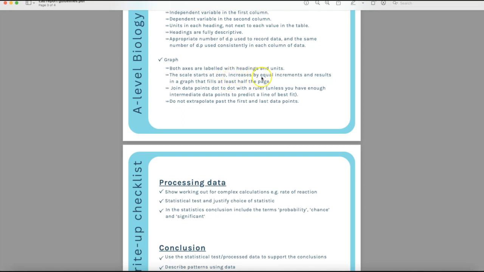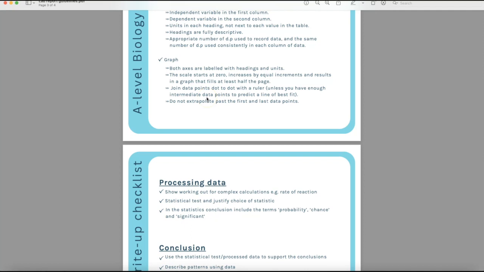And then you should increase by equal increments every single time. Now, this next point is quite specific for biology. I don't think this is the case for all of the sciences. I think physics in particular does something slightly different. But for biology, if you don't have at least 8 to 10 data points, then you don't have enough intermediate data points to predict a line of best fit.